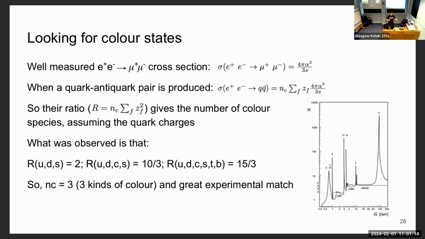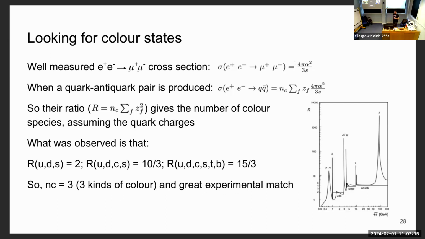We know from a very accurate calculation of this cross section, when you have an electron and positron in the initial state, and then in the final state you have a muon anti-muon pair, that the cross section for this process is equal to this part here. If we consider the same initial state, electron positron, with a quark anti-quark pair in the final state, the calculation of this cross section is very similar to the previous process, apart from this new factor, which is N_C, and the sum of flavors of Z_f. So N_C in this case is the number of colors, and Z_f is their electric charge.